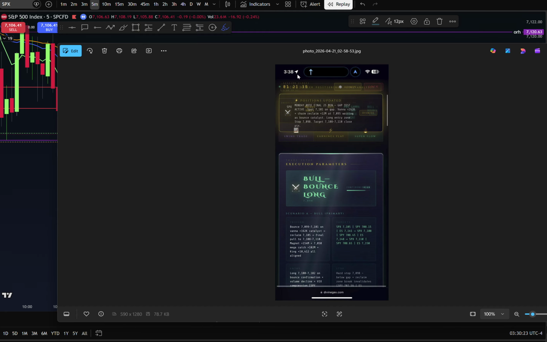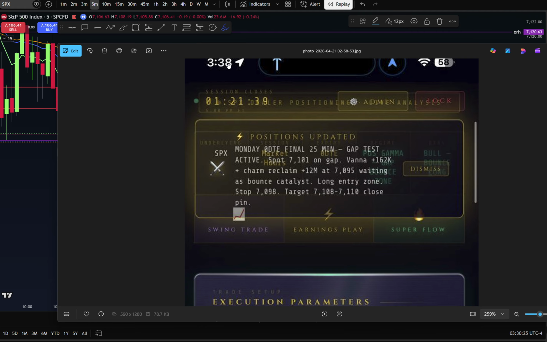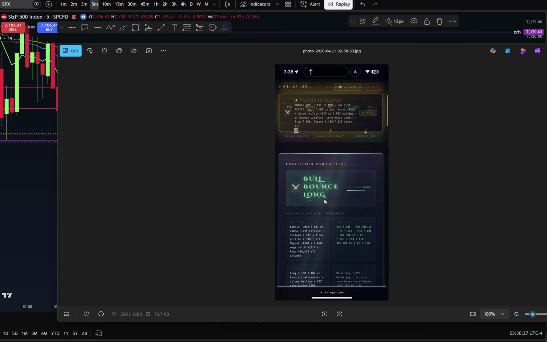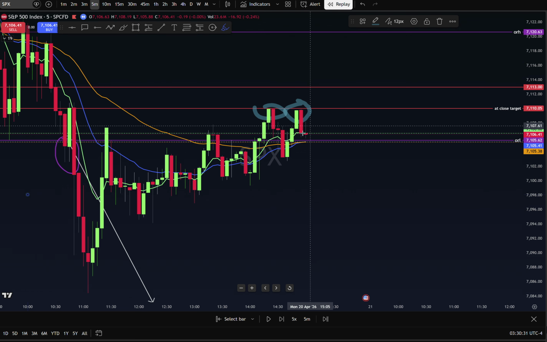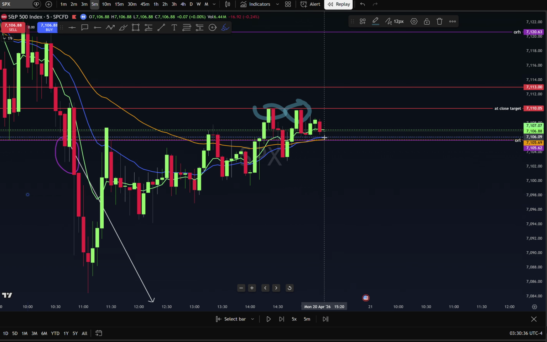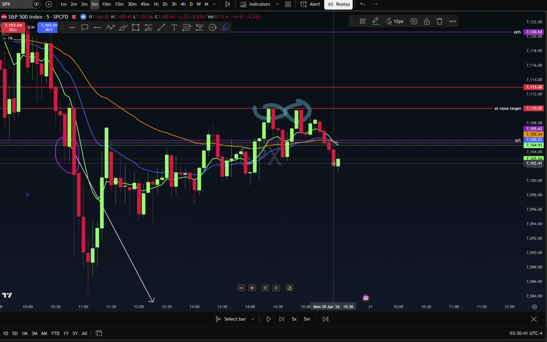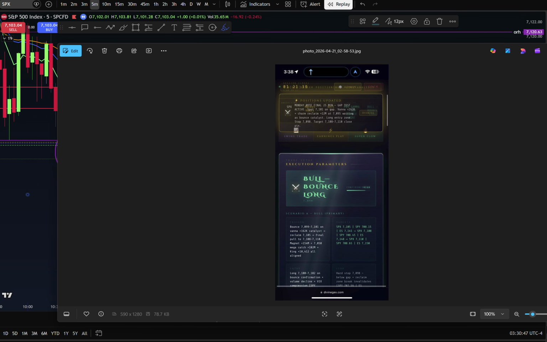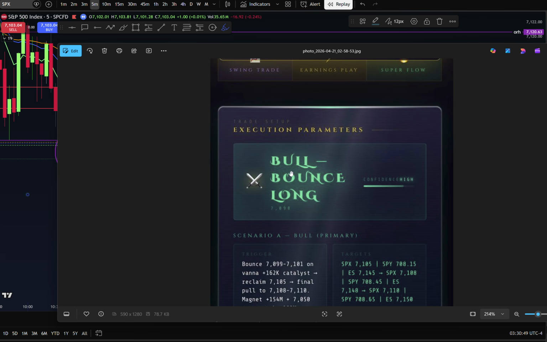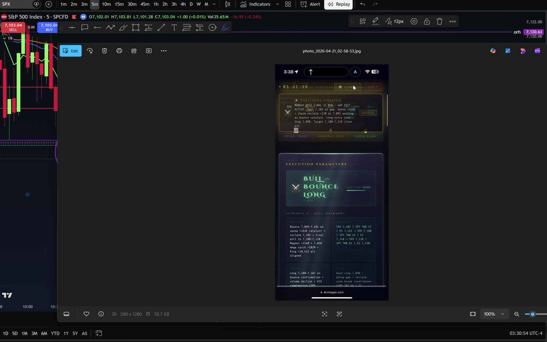And then by 3:38 I get another update. Let's go to 3:40. Okay, this is 3:40, right? So you see it has already dropped a lot. And then it's showing me it's going to bounce, bull bounce long. So it's going to bounce. They knew it was going to bounce.